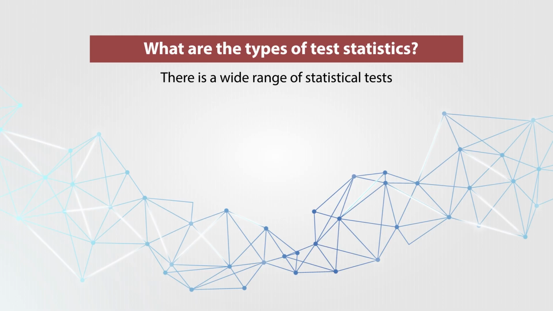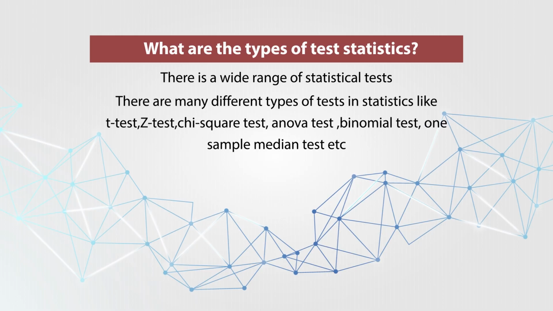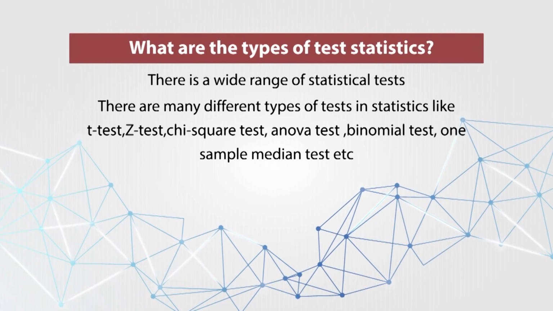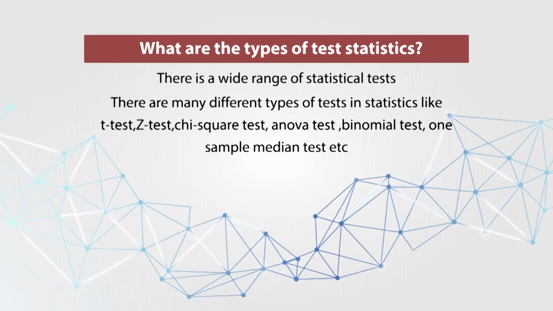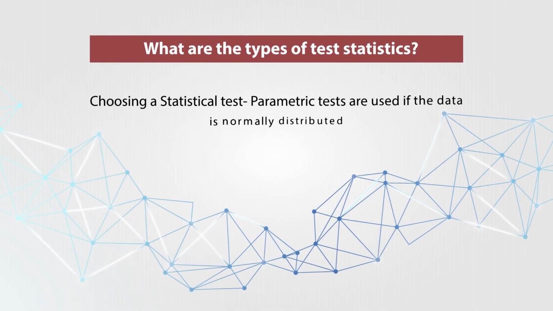There are many different types of tests in statistics, like t-test, z-test, chi-square test, ANOVA test, binomial test, and one sample median test. And in choosing a statistical test, parametric tests are used if the data is normally distributed. So we have learned the statistical concepts and research methodology in our preceding sessions, and this particular block is more focused on how we are going to test the particular statistical tools we have learned in the preceding sessions.